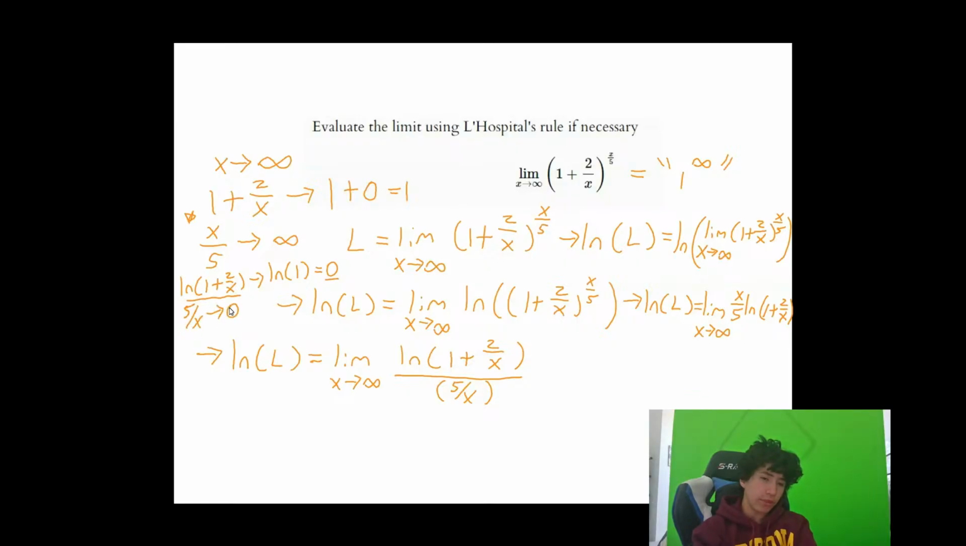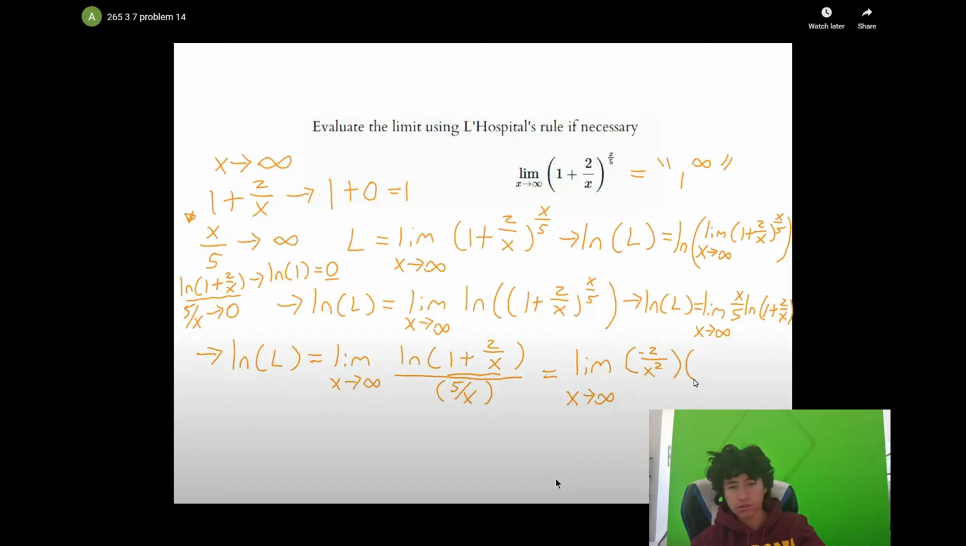What if you focus on the derivative though? Yes. You get 1 over 1 plus 2 over x times negative 2x to the power of negative 2. Wait, what?